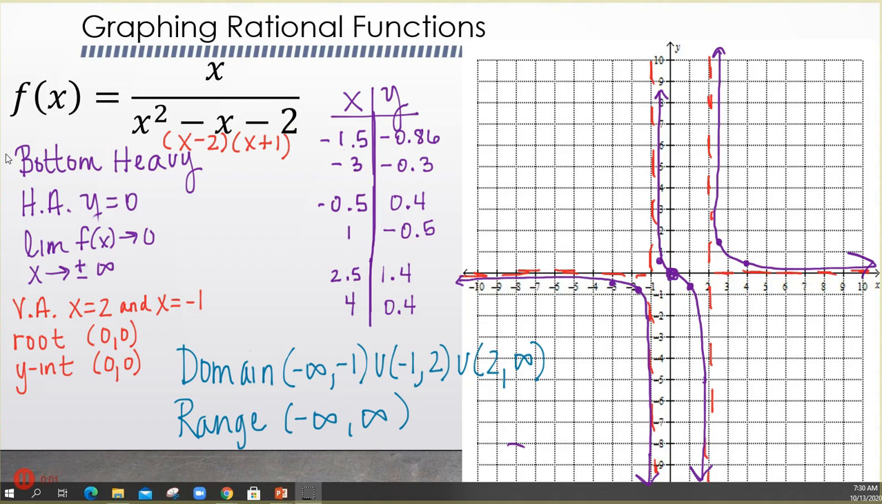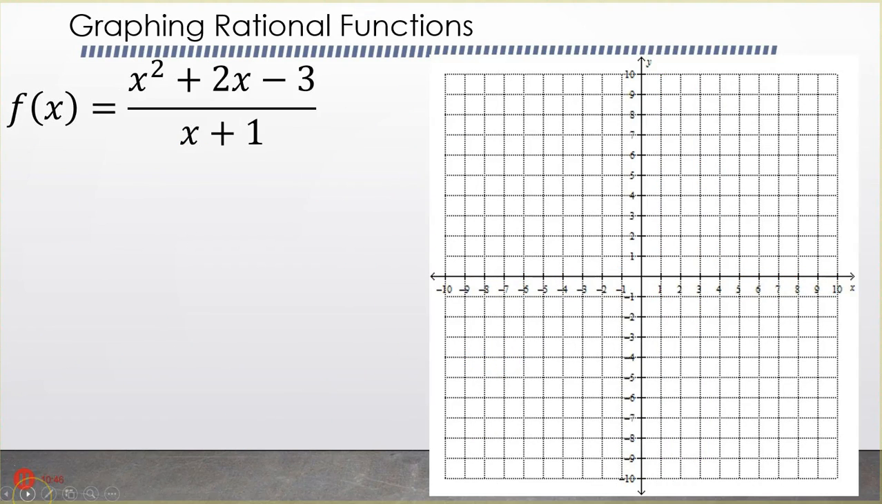So now let's look at a function that has a higher exponent in the numerator. Looking at this function, notice we have the x squared in the numerator, so this is top heavy. When it's top heavy, it has an oblique asymptote or a slant. So we have to do a little bit of synthetic division in order to find that asymptote.